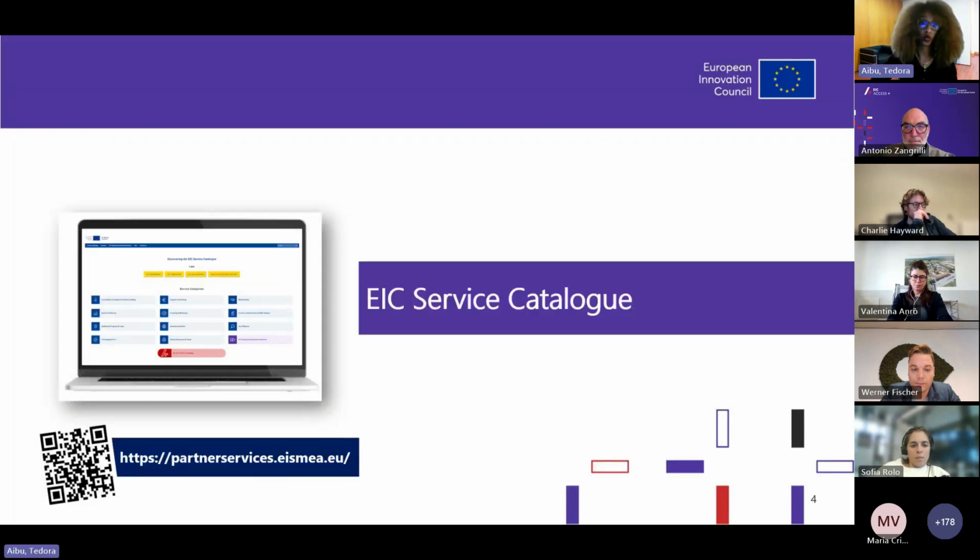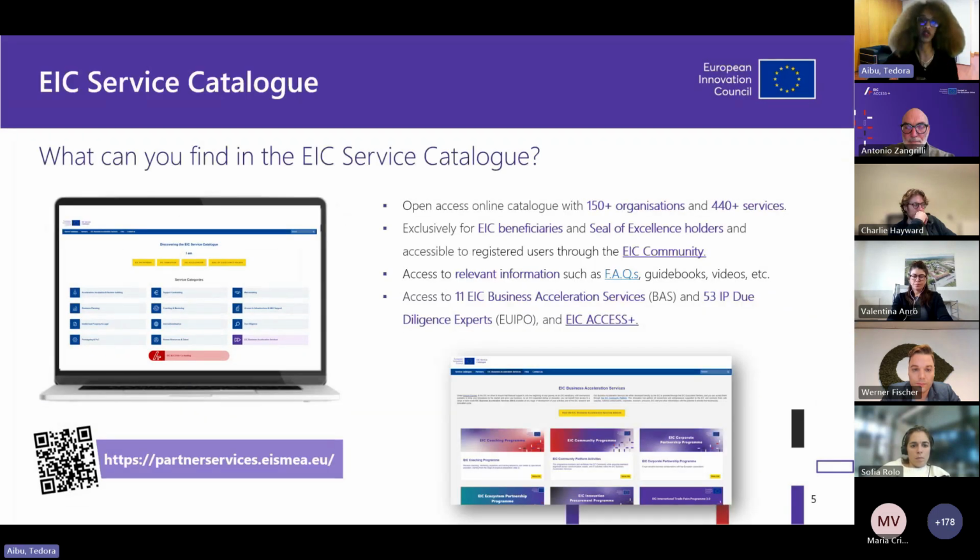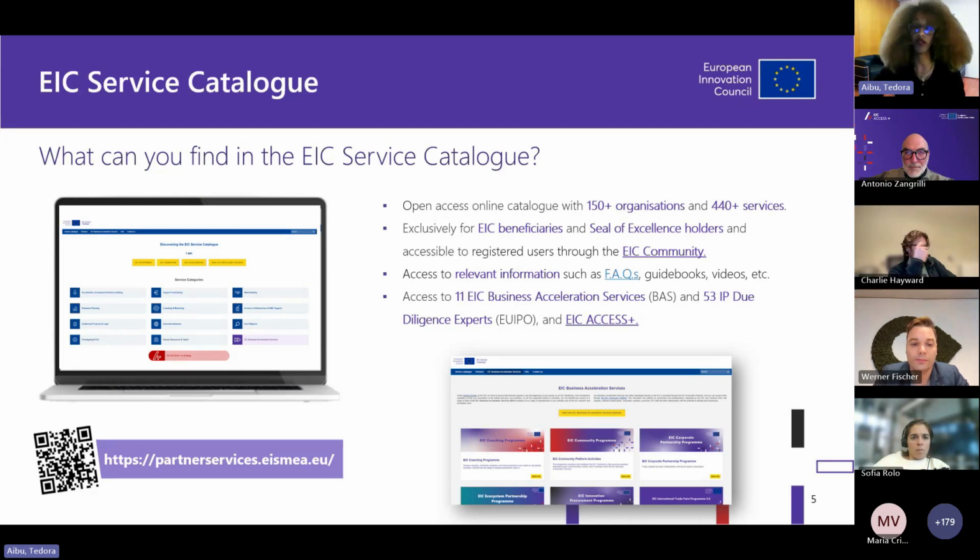So going to a quick overview of the service catalog. It's an open access online catalog. We now have around 180 organizations, so EIC partners, and we have over 400 services. It is exclusively for EIC beneficiaries and Seal of Excellence holders. And during the application process, we have a step where we need to verify this with the EIC, so either project officers or other officers who are helping us.